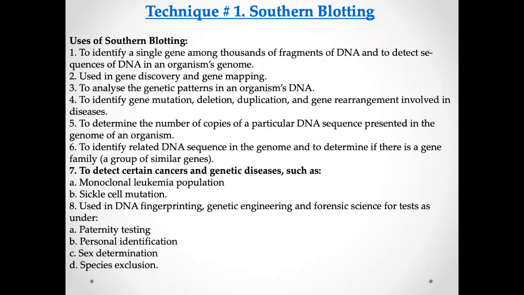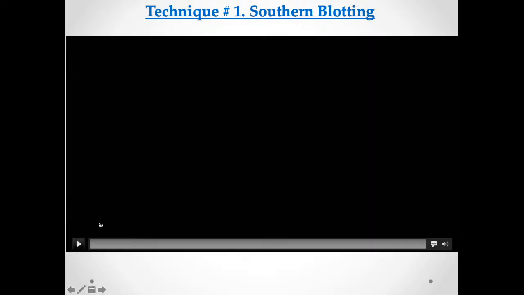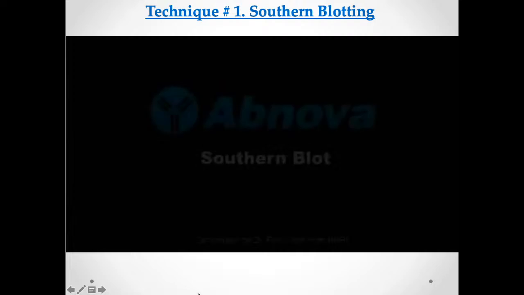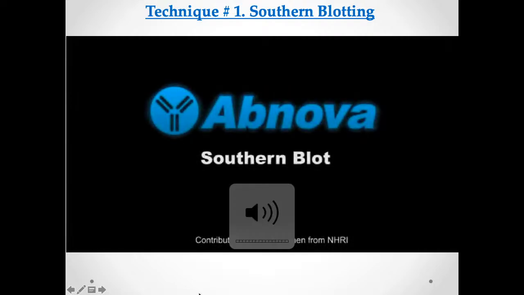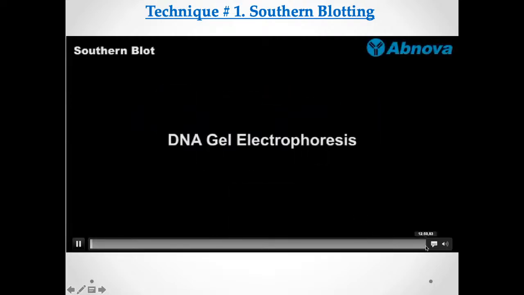There are various applications of Southern blotting, like to analyze genetic patterns in an organism's DNA, gene mapping, to detect whether a particular DNA sequence is present in the genome, monoclonal leukemia populations, sickle cell mutations, and so on. So let's see, there is no voice behind it, but you will see in these slides how we do this technique practically in the lab. Just go through downwards.